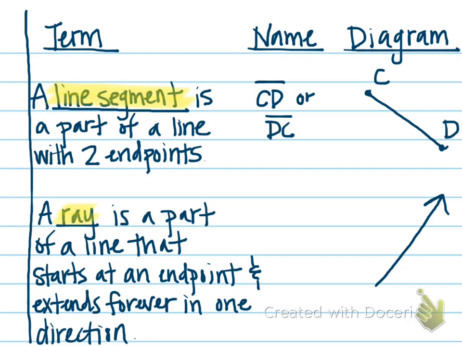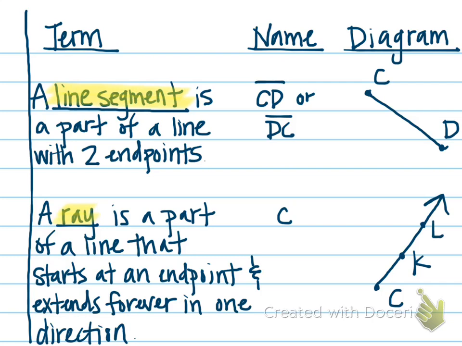A ray is also a part of a line that starts at an endpoint, but the other end goes on and on forever. So it's like an arrow, like in the diagram. When we name a ray, we always want to start off with the endpoint. Let's call this C. So when we're naming it, we start with that endpoint. The second letter in the name can be any other point on that ray. So maybe we have K here and L here.